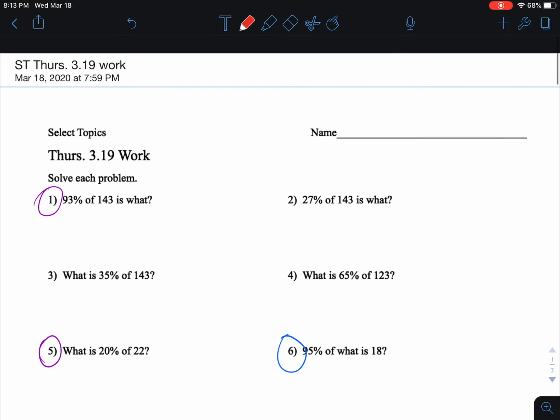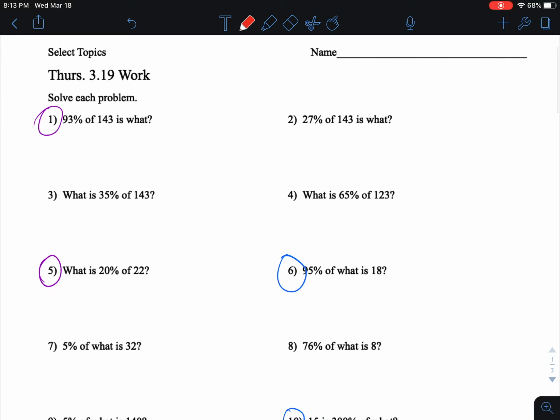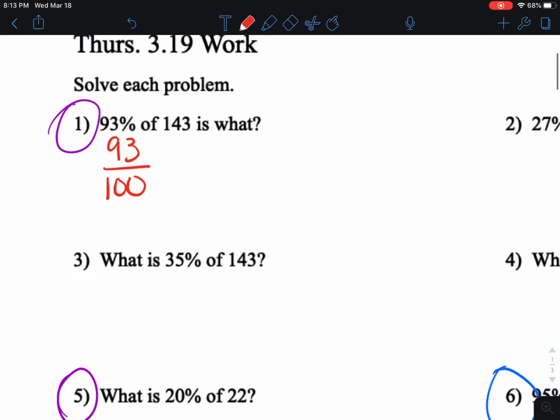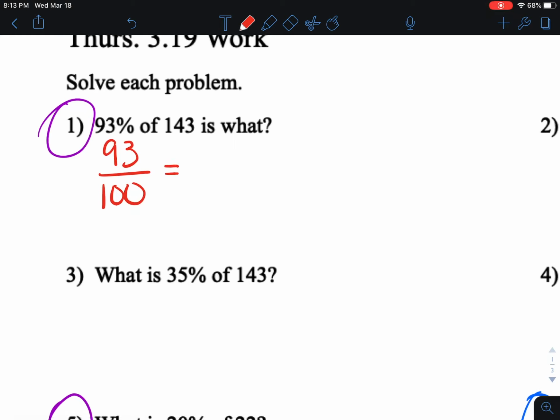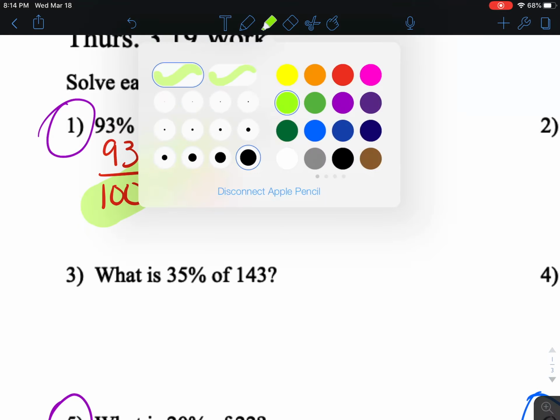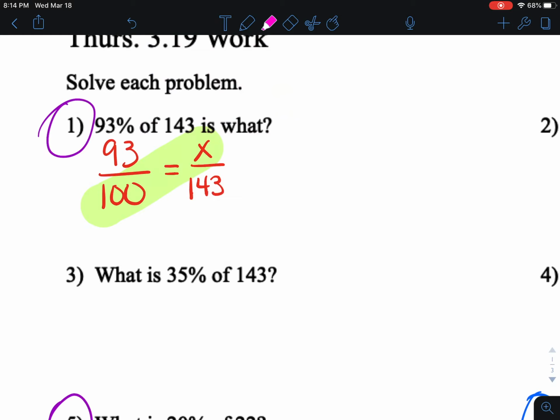All right, so let's do number 1. So 93% of 143 is what? So we're going to do our percent, so 93 over 100. Let's make this bigger. Okay, equals some part out of 143. So when we do this, we're going to cross multiply. So I'm going to multiply here. Those are going to get multiplied. Let's do pink. And then here, these are going to get multiplied.